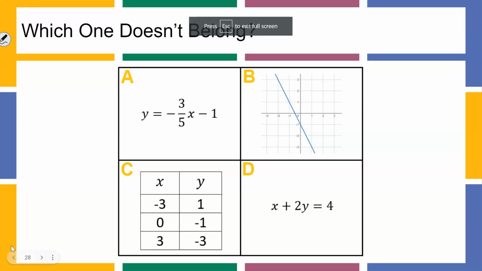So I'm going to give you a few minutes to think about which one of these doesn't belong and why. So you can talk amongst each other. I'm going to give you a couple minutes to think about it. Let's talk. Which one do we think doesn't belong? Let's go one at a time.